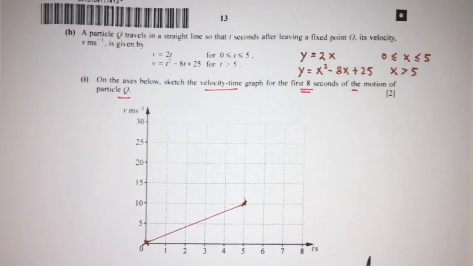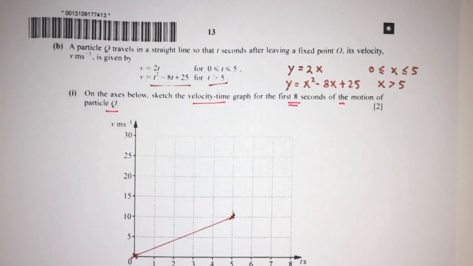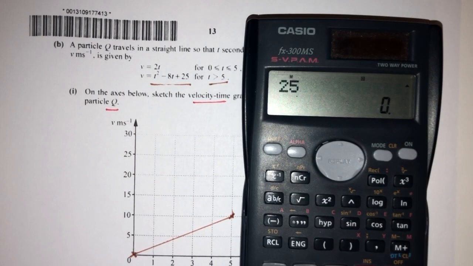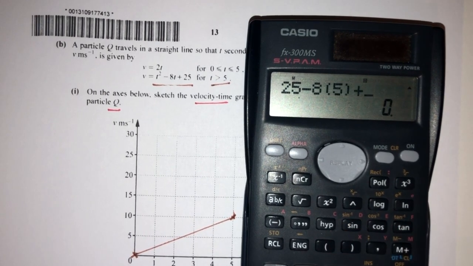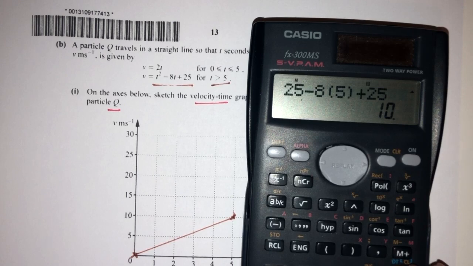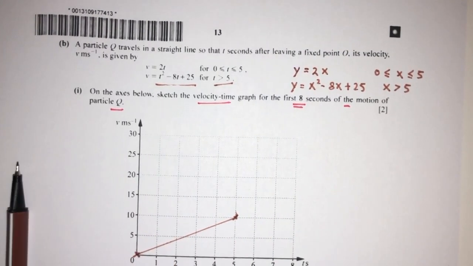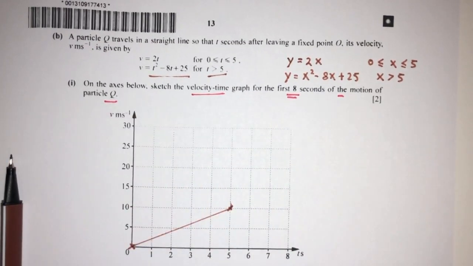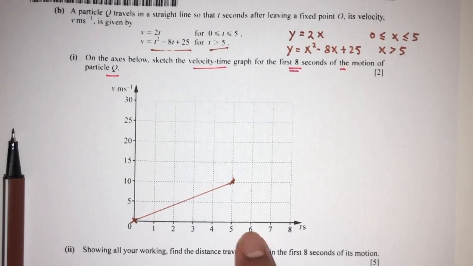Now moving on, for t more than 5, we have these values. But let's see first what the value of v is when t is 5. That will be 25 minus 8 times 5 plus 25. That will be the value of 10. So it should be right here, starting from this point. Right. Now for the values after that, we can do one by one, so that's not a big deal. What do I mean? I mean that we can always find the corresponding value of v when we have the time.